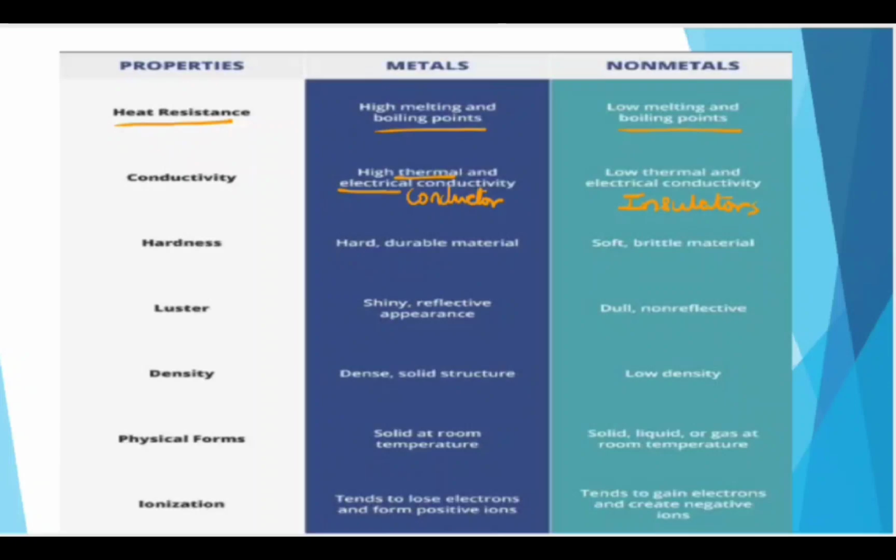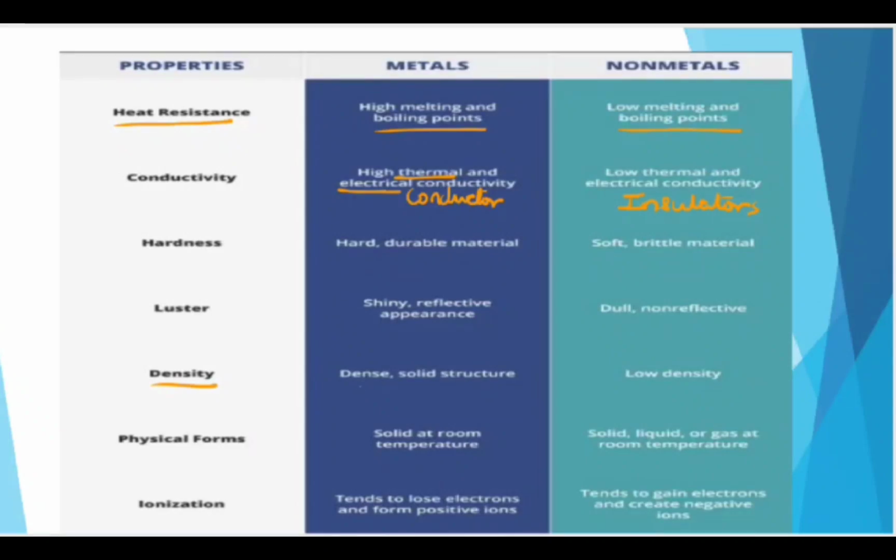Yes, hardness. Metals are hard and durable materials, whereas non-metals are soft and easily crumble. They are brittle. Okay, luster. Metals have a shiny, reflective appearance, whereas non-metals are dull, rough and non-reflective. Going to density, they are dense.